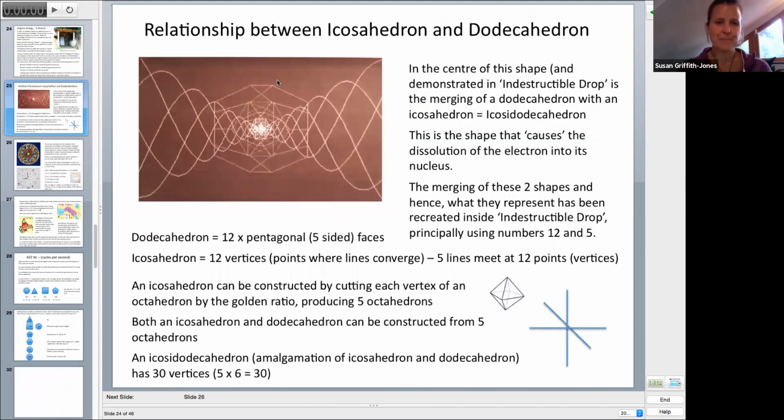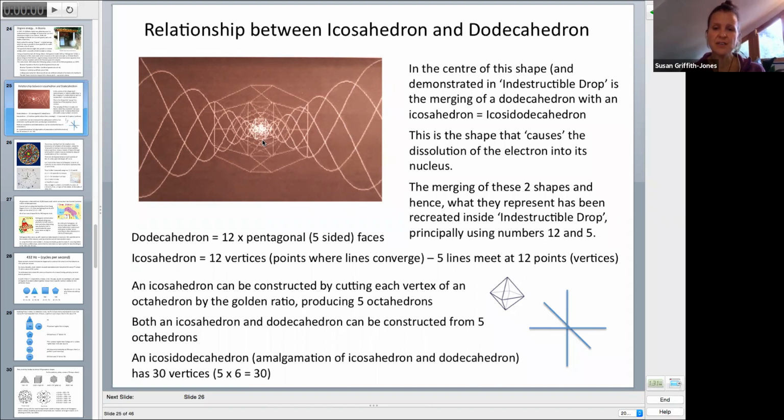So coming back to this picture of Dan's, I now want to have a look at the center of these vortices. In the center of this shape, which is also demonstrated in the picture, the indestructible drop, is the merging of a dodecahedron with an icosahedron, which is called an icosahedron. This is the shape that causes the dissolution of the electron into its nucleus, or of matter into light.